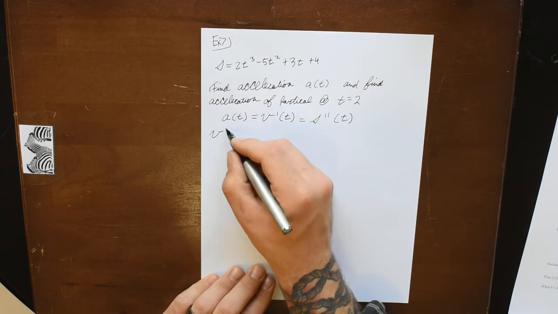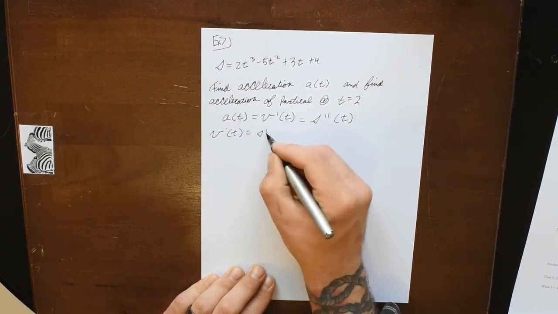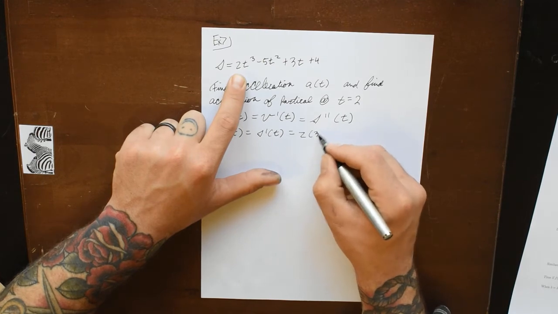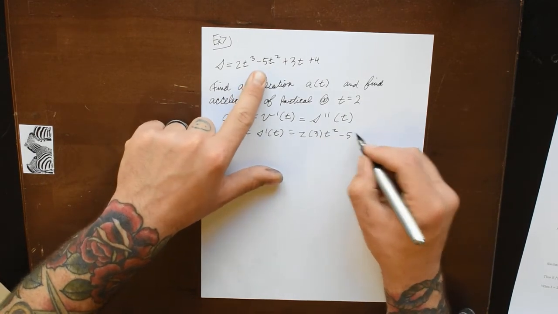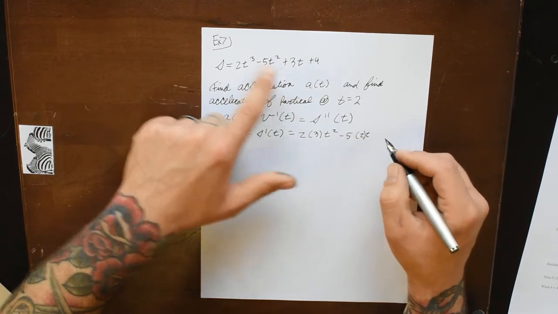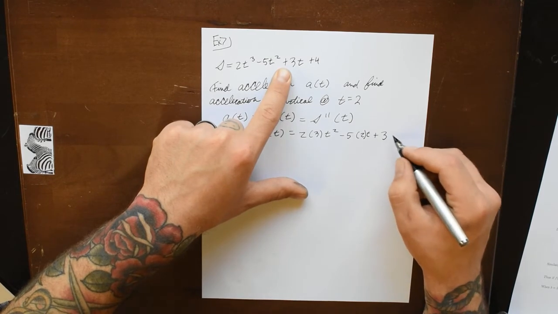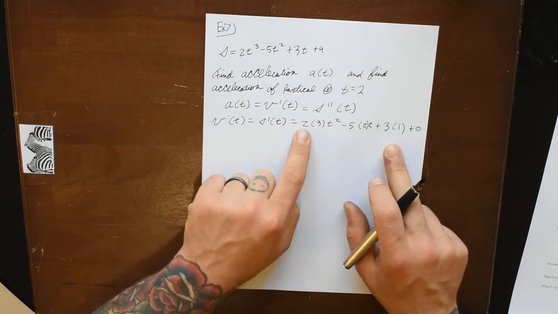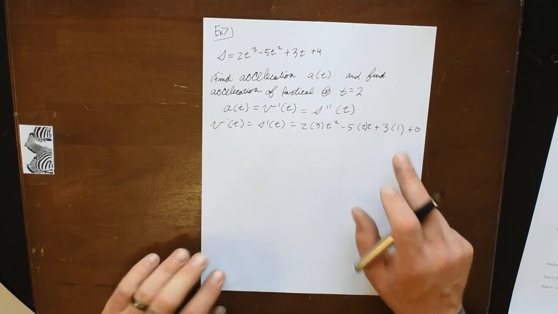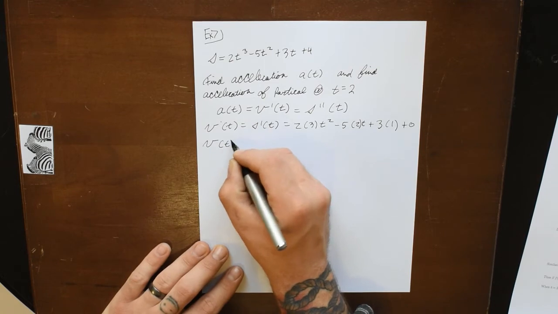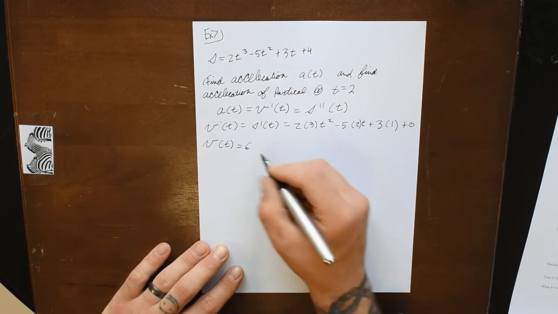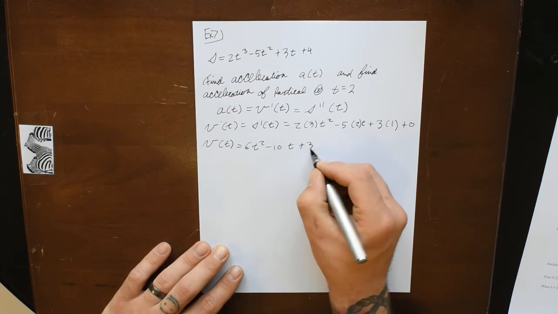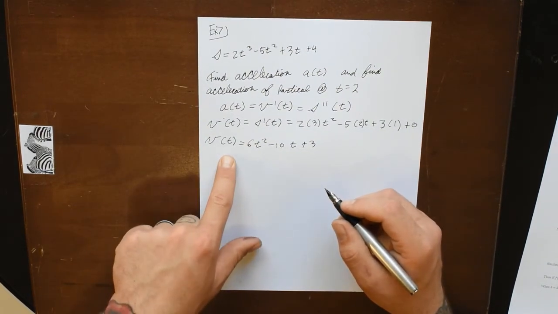So v of t, which is equal to s prime of t, is going to be 2 times 3t squared, minus 5 times 2t to the 1, plus 3 times 1, since the derivative of t is just 1, plus 0. All this is just our power rules and constant rules and breaking things up at addition and subtraction. I'm going to rewrite our velocity as a function of time: 2 times 3 is 6t squared, minus 5 times 2 is 10t, plus 3, plus 0. So this is our velocity function.